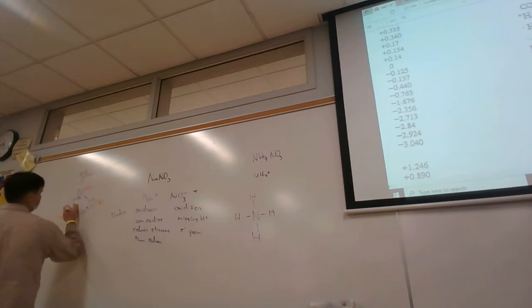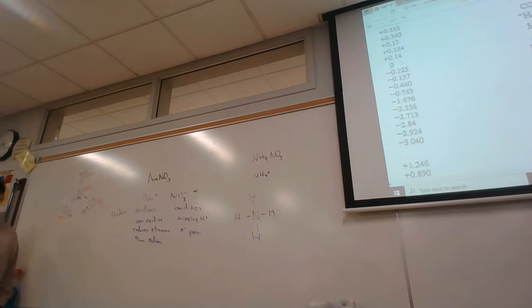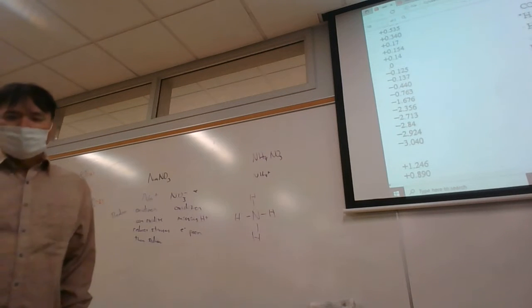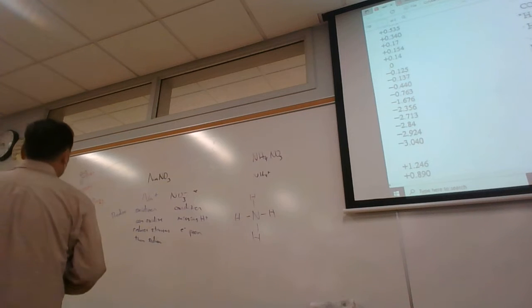So we're at the limit. This nitrogen can't lose any more electrons. The only thing that this nitrogen can do is to gain electrons, right? And so this is why this is electron poor.